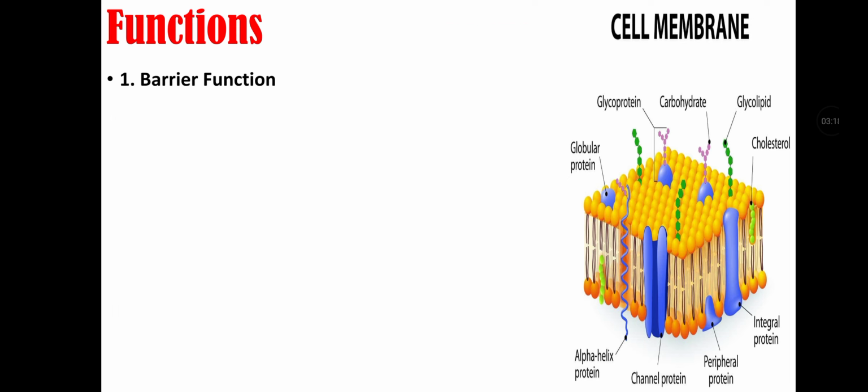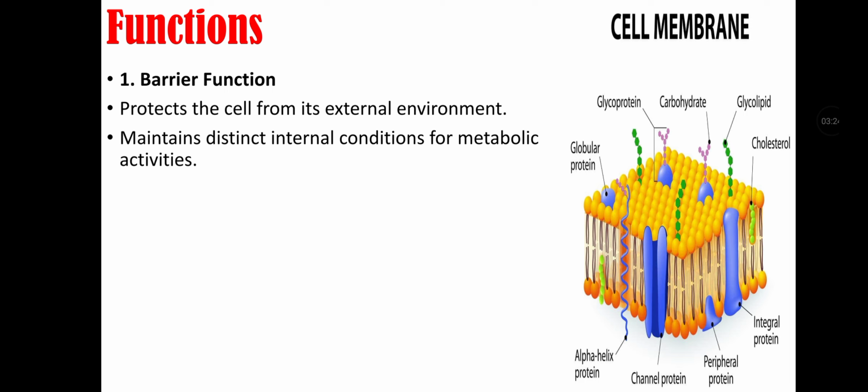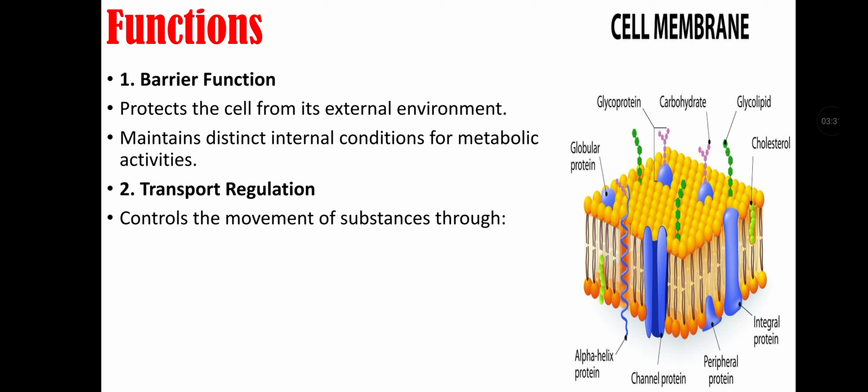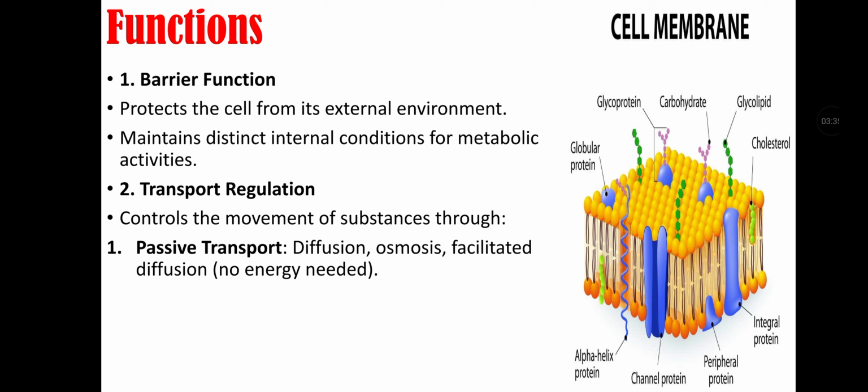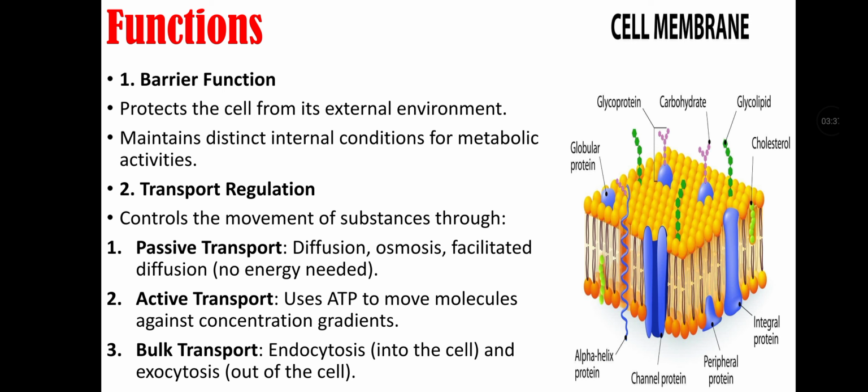Functions of cell membrane. First function is barrier function, as it protects the cell from external environment and maintains distinct internal conditions for metabolic activities. Second function associated with cell membrane is transport regulation, as this membrane controls the movement of substances through passive transport, active transport, and bulk transport. Passive transport includes diffusion, osmosis, and facilitated diffusion. This type of transport requires no energy.